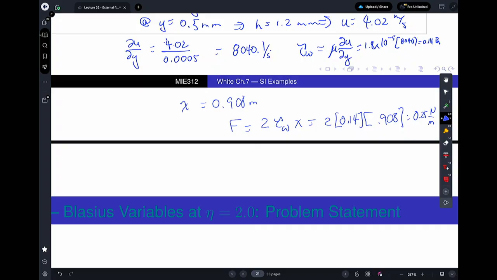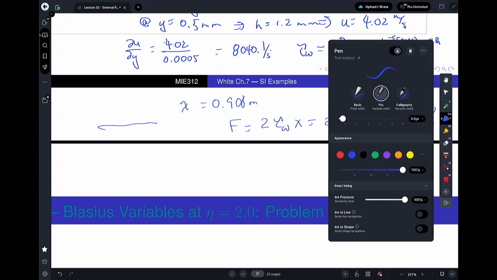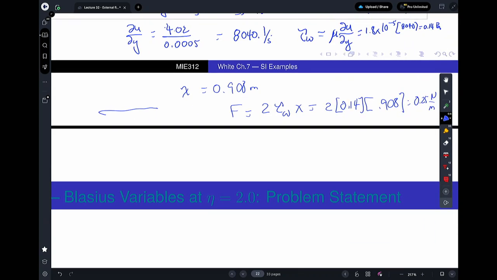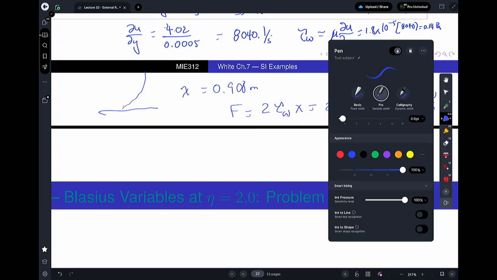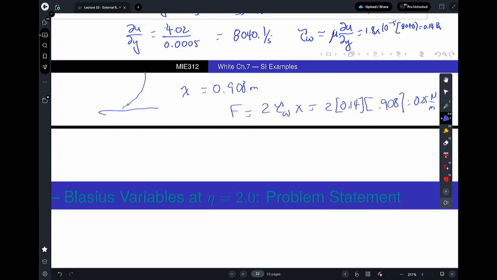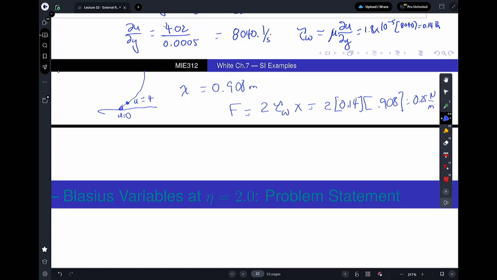Go ahead. For del U, you just used 4.02. Why wasn't it 20 minus 4.02? Because it's not a linear relationship. So if you look at that surface, it looks like something like this. And so what I did was I went to the locus area, and there you go. Here you have u equals 0, and here you have u equals 4.02.